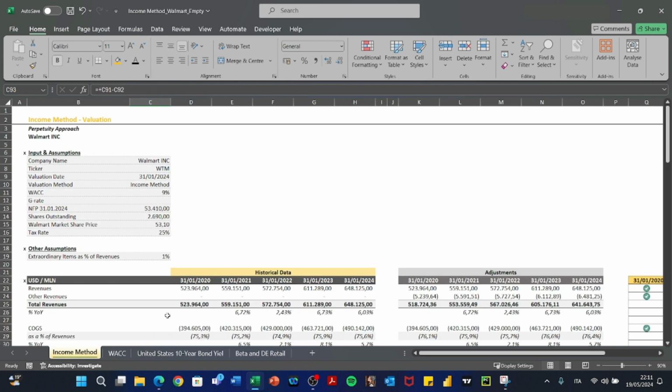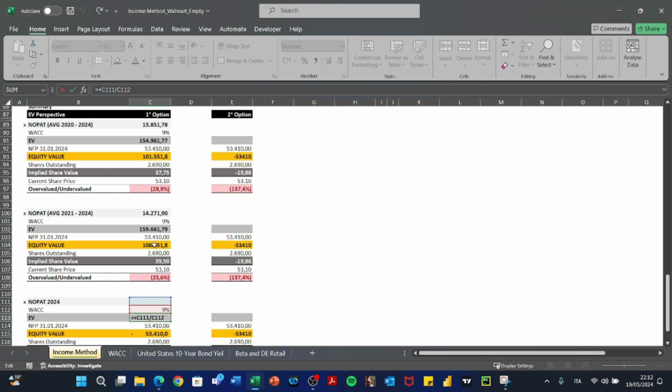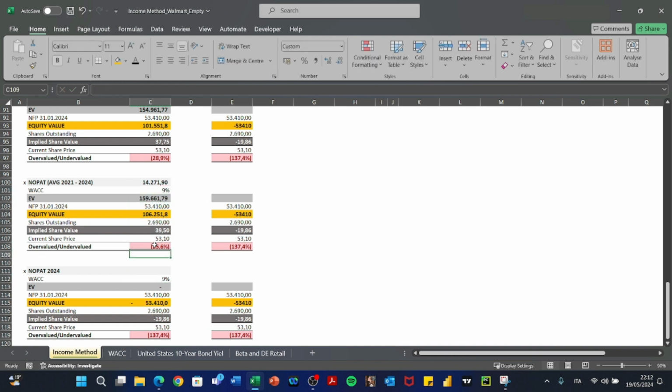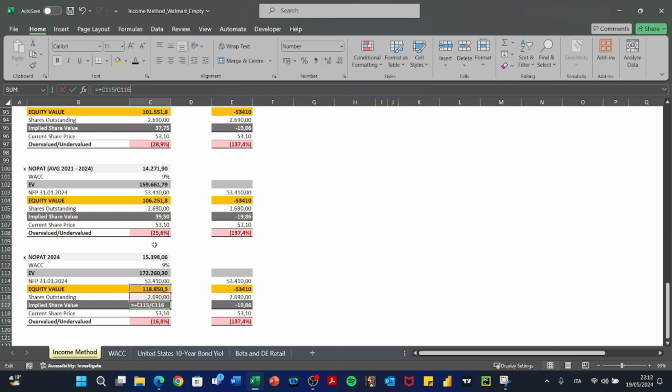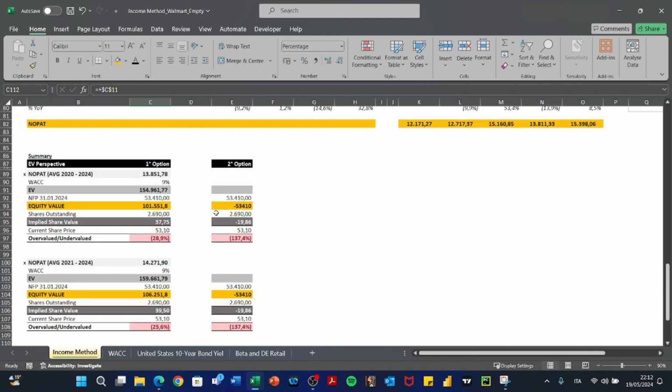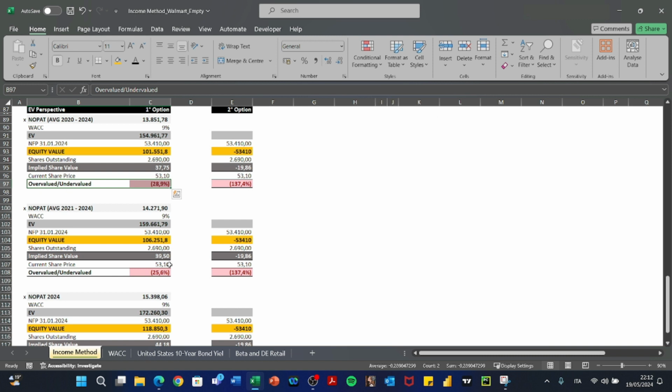Okay, so we have 9%. According to this valuation, the implied share value we've gotten with this method is a bit undervalued compared to the market.